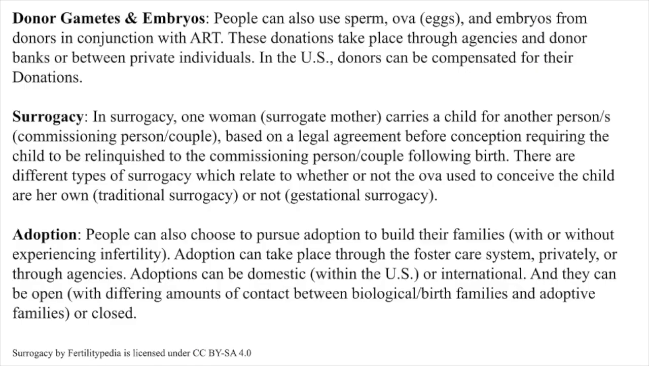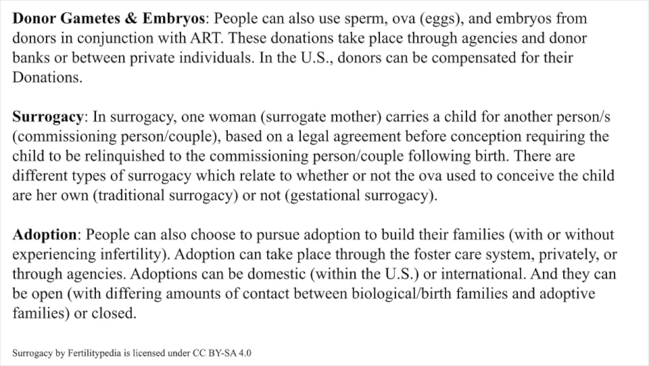Donor gametes and embryos. People can also use sperm, ova, eggs, and embryos from donors in conjunction with assisted reproductive technology. These donations take place through agencies and donor banks or between private individuals. In the U.S., donors can be compensated for their donations.